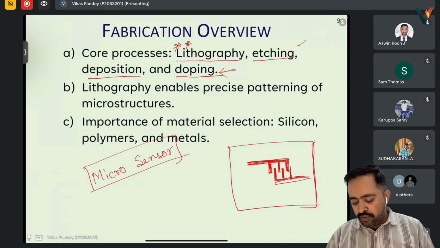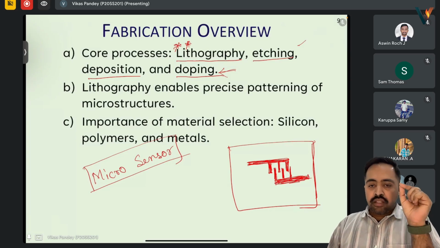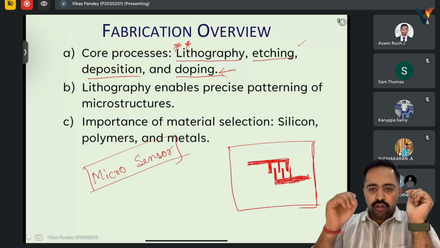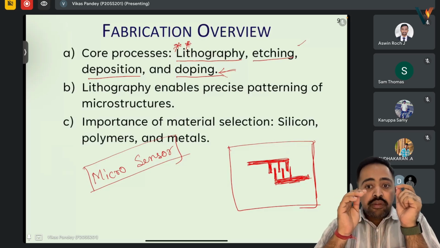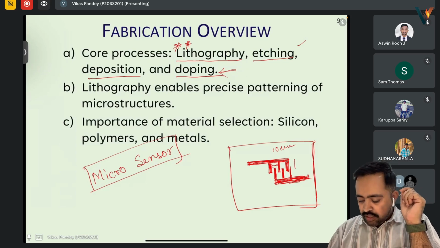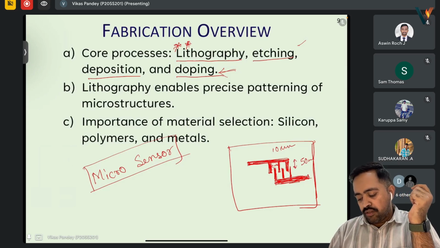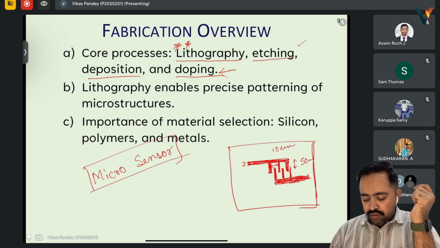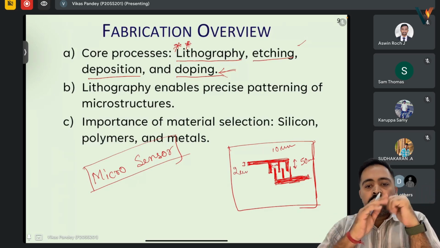We cannot directly make such things like I draw here. That cannot be done when this dimension, say the gap, is 10 micrometers, this length is say 50 micrometers, and this thickness is say 2 micrometers. Can we draw it?